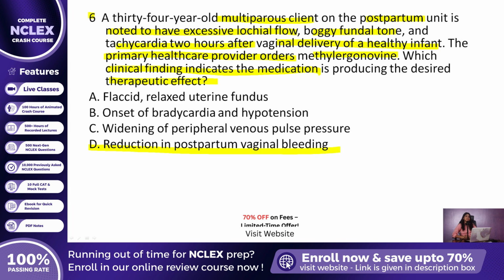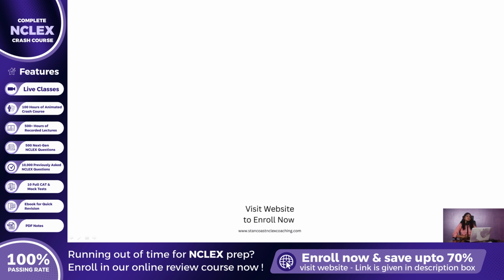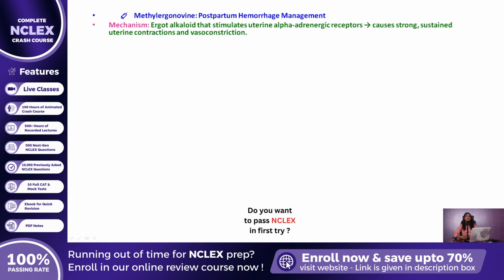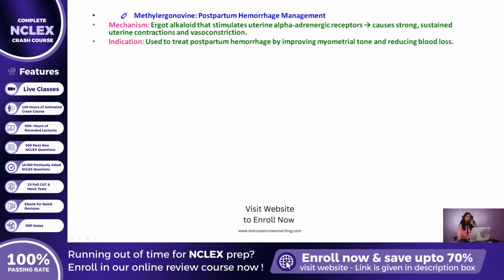Now, let us explore what makes this the correct choice and why the other options do not apply. Methylergonovine is an ergot alkaloid that stimulates alpha-adrenergic receptors in uterine smooth muscle, causing powerful sustained uterine contractions and vasoconstriction of the uterine blood vessels. The goal of this medication is to treat postpartum hemorrhage by improving myometrial tone and minimizing blood loss.